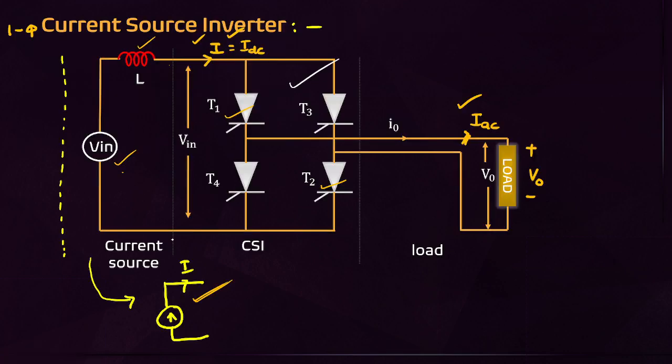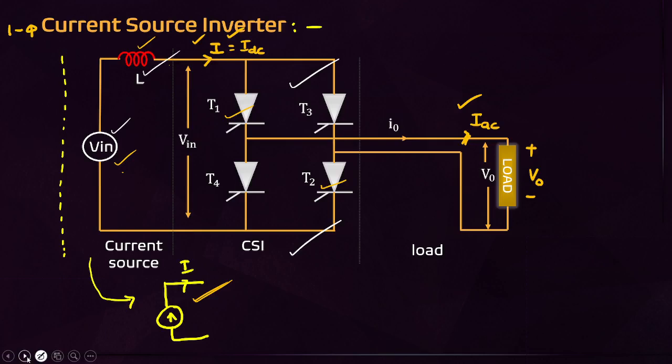In a current source inverter, for any load, there is no need of any feedback. I told already: in a current source inverter, we don't use feedback diodes. Only in a voltage source inverter with inductive loads are feedback diodes required. The input is a voltage source in series with a large inductor, which acts as a current source.